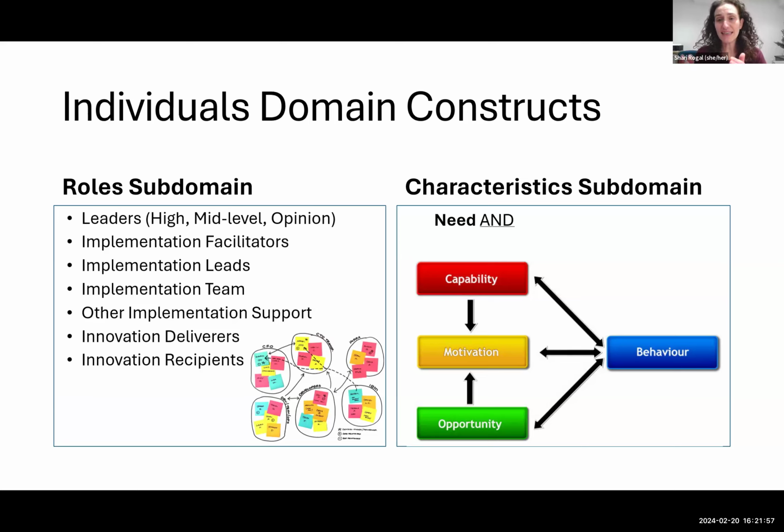On the right, you can see that the work of Susan Michie and colleagues has been embedded into CFIR, thinking about behavior change and characteristics of individuals and what makes them able to make a pivot or do implementation, focusing on the COM-B. That theory says that an individual's capability, their motivation, and their opportunity come together to influence their behavior, as well as thinking about the perceptions of need. And so when you're talking to people, you're talking to them both about their own role and their own characteristics, as well as their perceptions of other people who are involved in implementation.